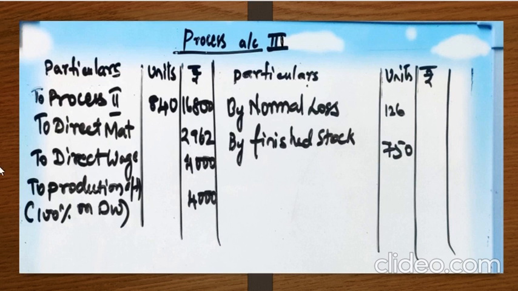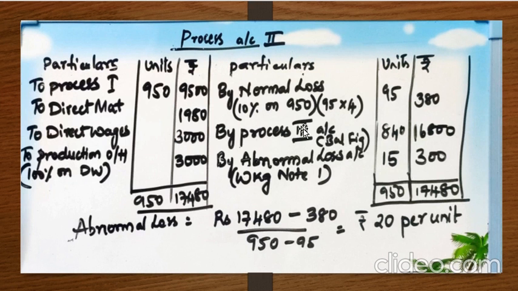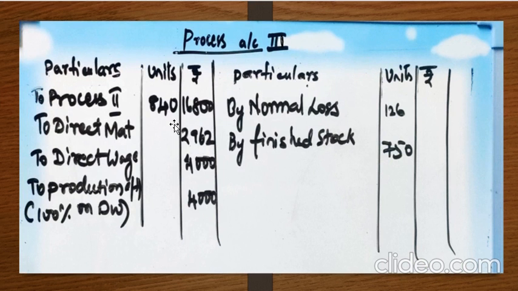Next is your process 3 account, with particulars, unit and amount columns. Now we need to write all your inputs. First is to process 2. The output of process 2 will be an input for your process 3. What was the output of process 2 account? By process 3 account, 840 units, 16,800 is the amount. So 840 units and 16,800 is the output of process 2, which is an input for process 3.